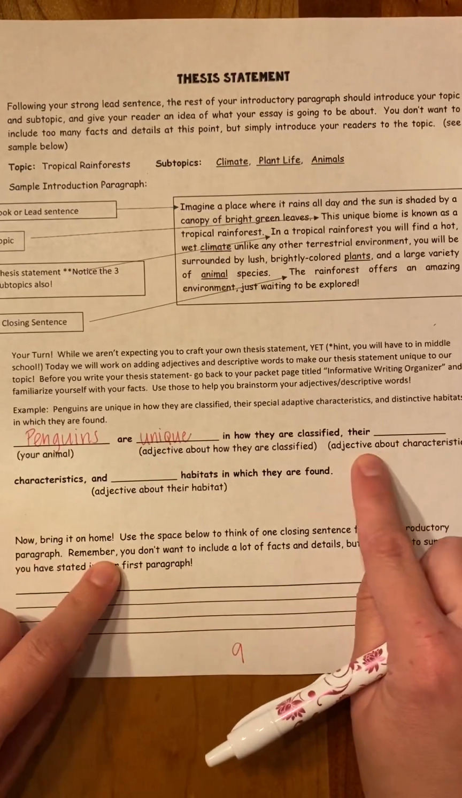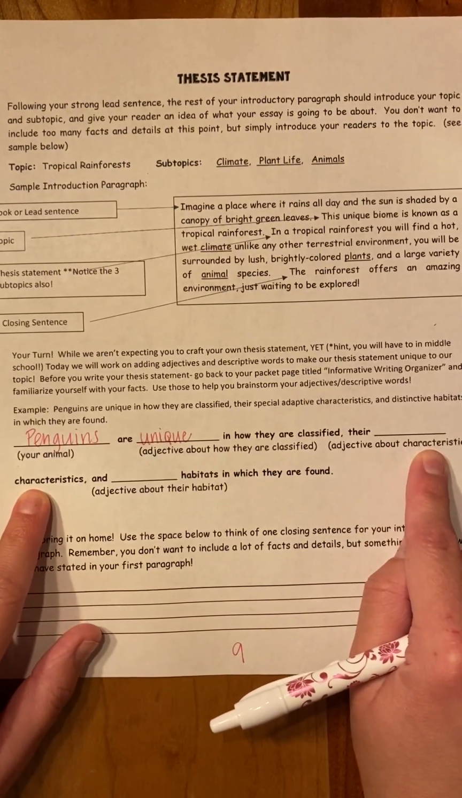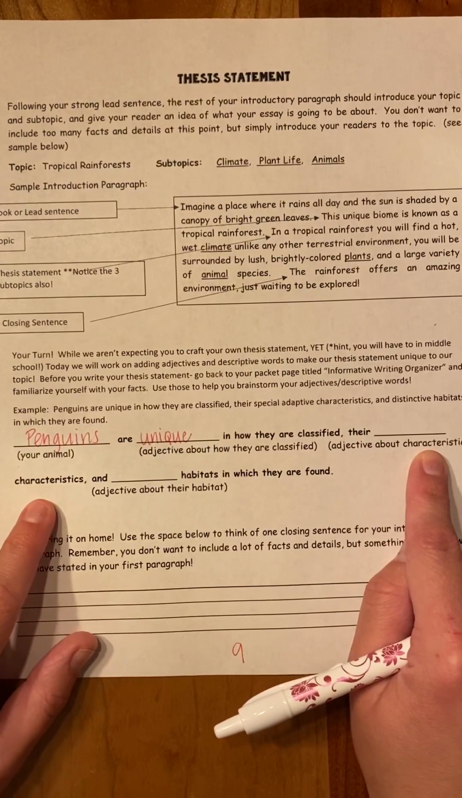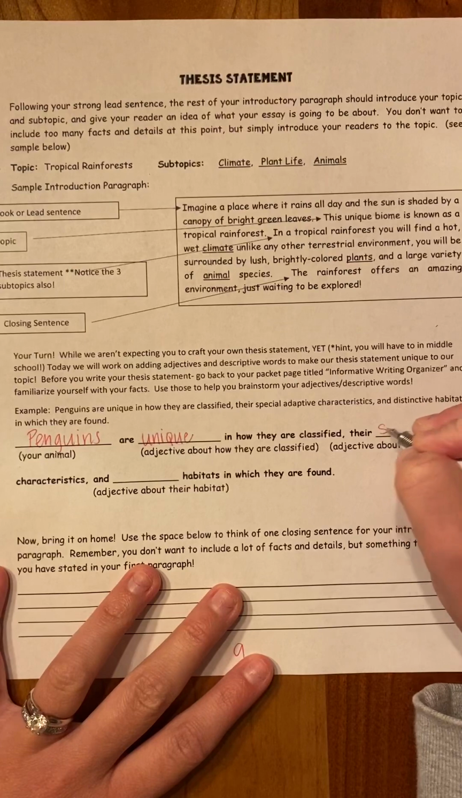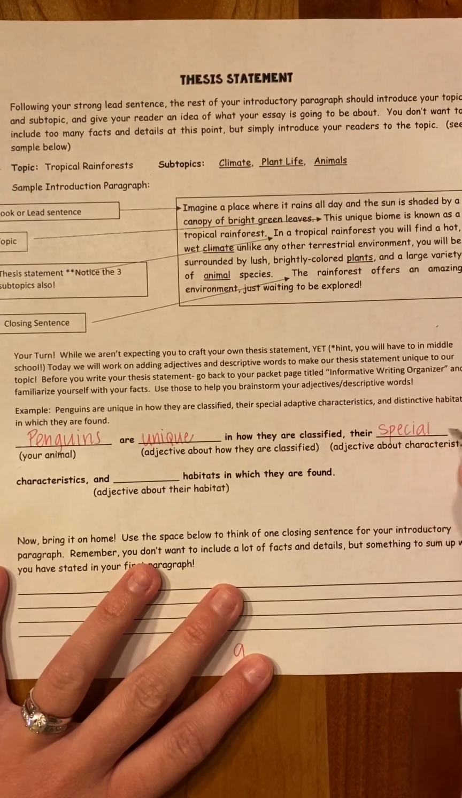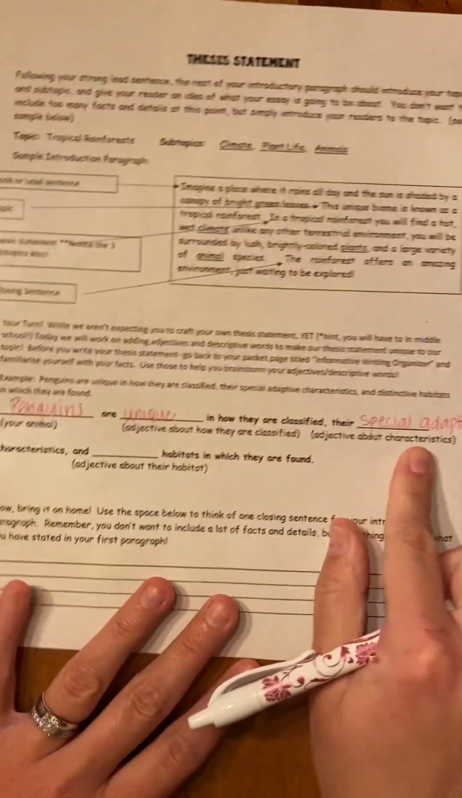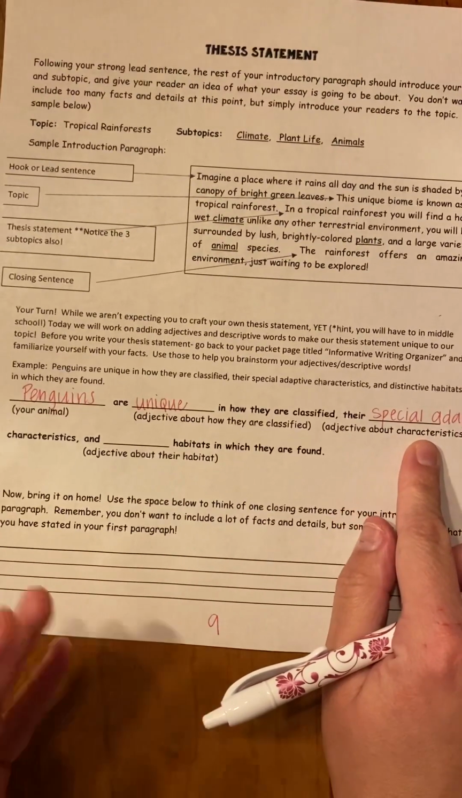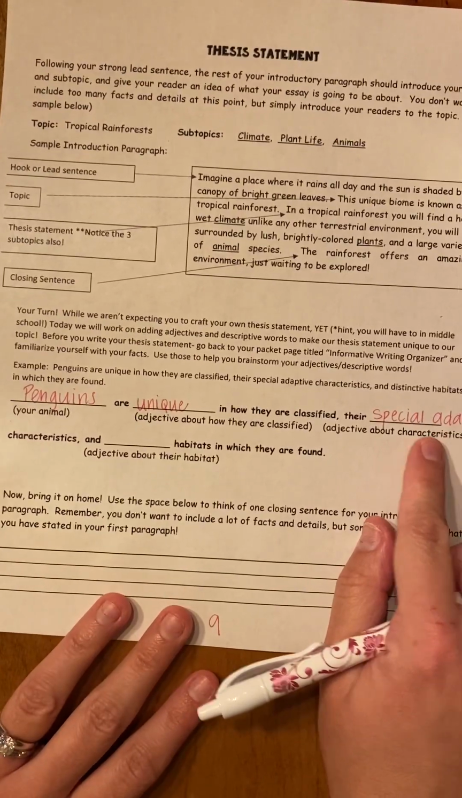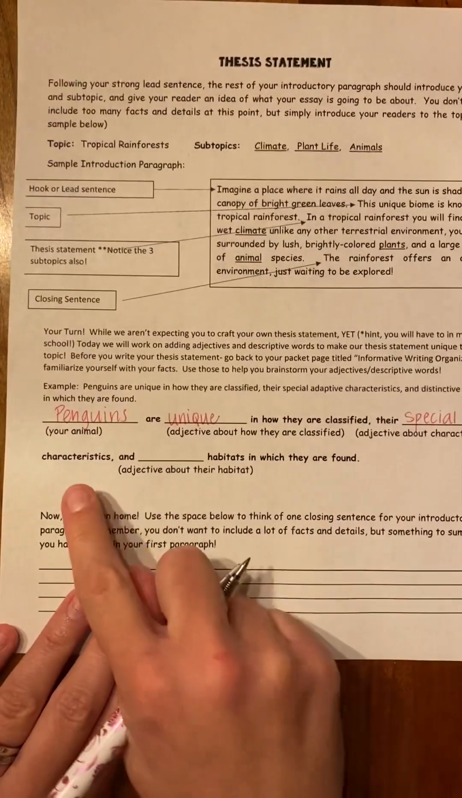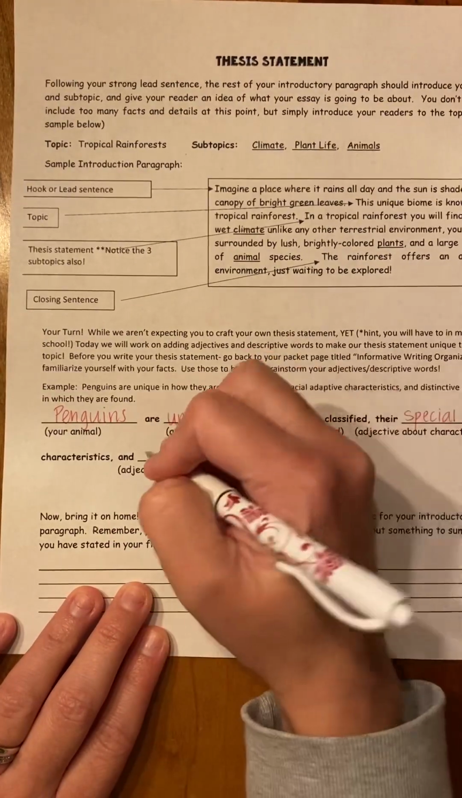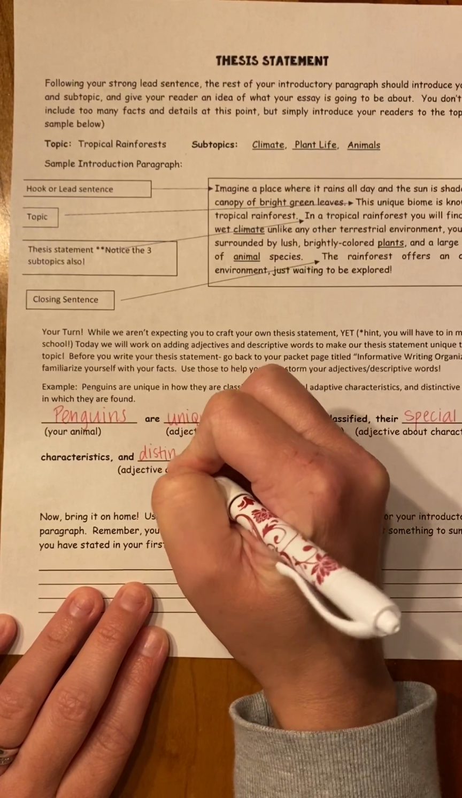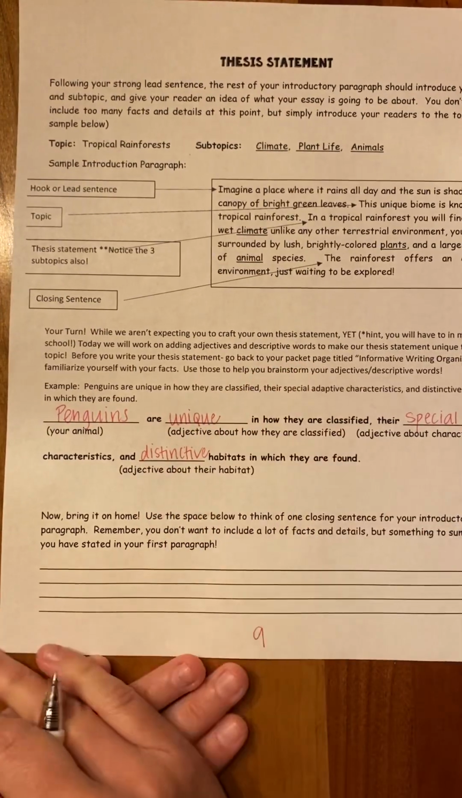We're gonna add an adjective about their characteristics, anything that you think about their characteristics that are wonderful. I am going to write special adaptive characteristics because in my paragraph I talked a lot about how penguins have adapted to life as they have it. So that's what I chose for mine. Characteristics and blank, so an adjective about their habitats. Okay, so the adjective I used in mine was distinctive.